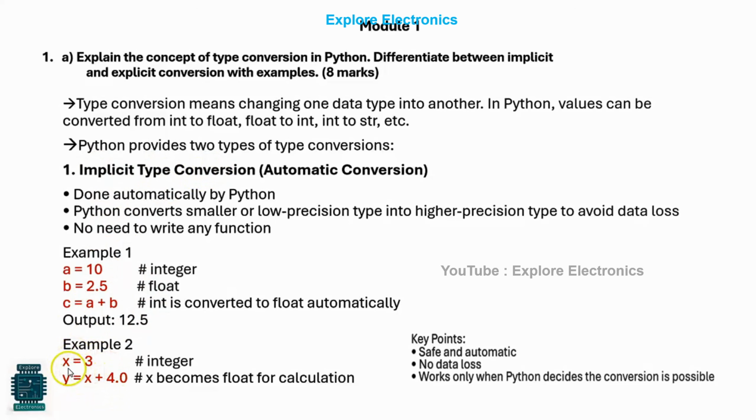Let us see one more simple example. X is equal to 3, Y is equal to X plus 4.0. Here X is an integer and 4.0 is a float. Here X is automatically converted to float, X becomes float for the calculation. This implicit type conversion is safe and automatic. No data loss, data cannot be lost here. It works only when Python decides the conversion is possible. When it is possible, it directly converts. That's why it is implicit type conversion, which is automatic.